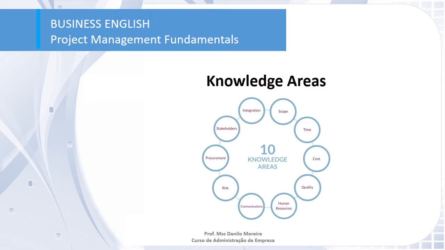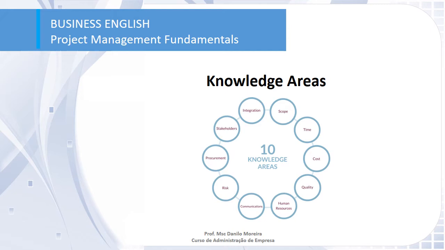Now we are going to move to the knowledge areas. The knowledge areas are, first of all, the integration, the scope, time, cost, quality, human resources, communications, risk, procurement, and stakeholders is the last one. As you might have noticed, these are similar to departments inside the company.